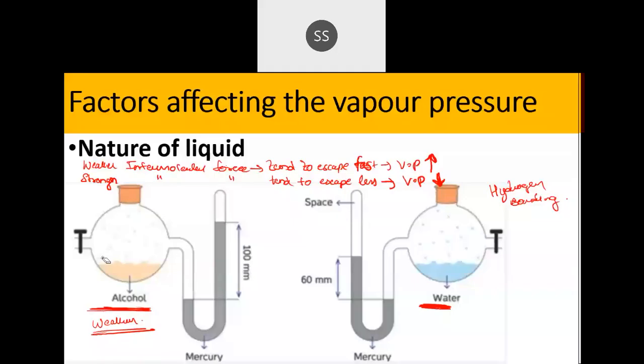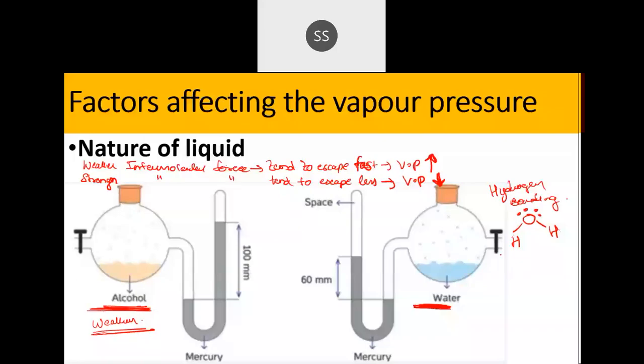So now here you can see I have taken two solvents. On one side there is alcohol and on the other side I have water. In the water, there is hydrogen bonding. You know how water molecules are: you have oxygen and then two hydrogens, plus there are two lone pairs of electrons also. So it is said one water molecule can form four hydrogen bonds.